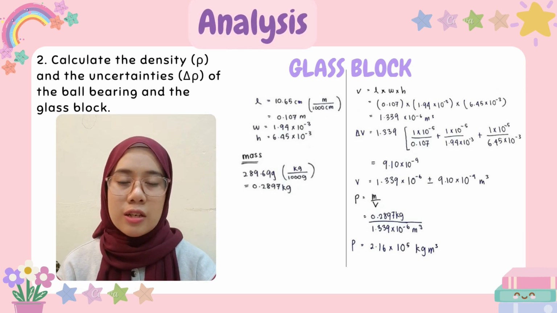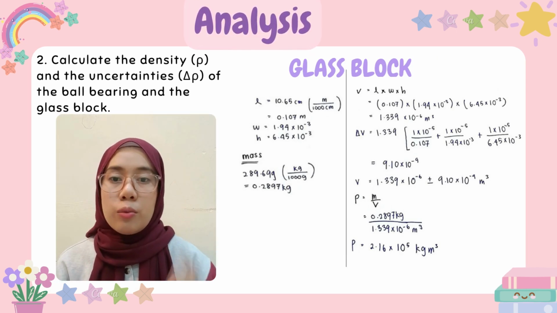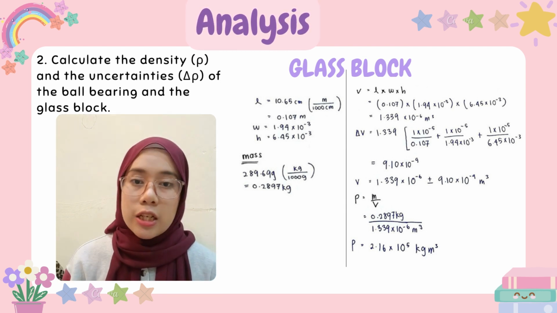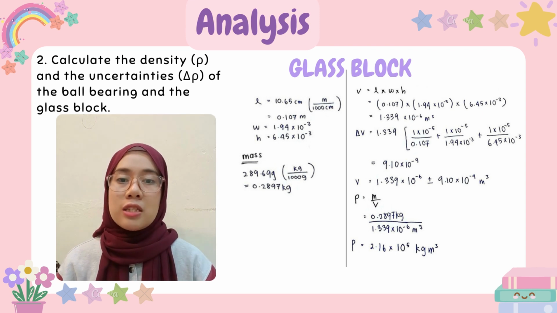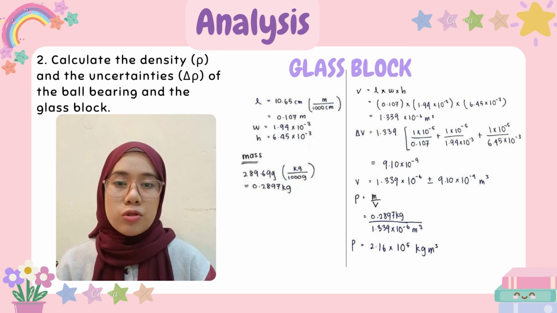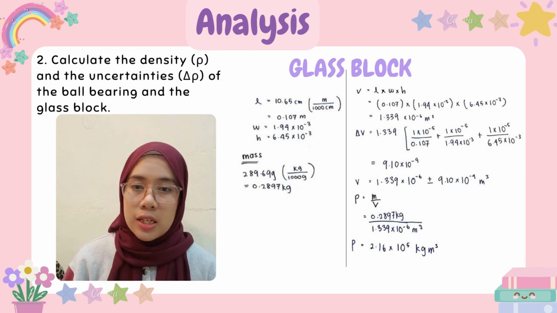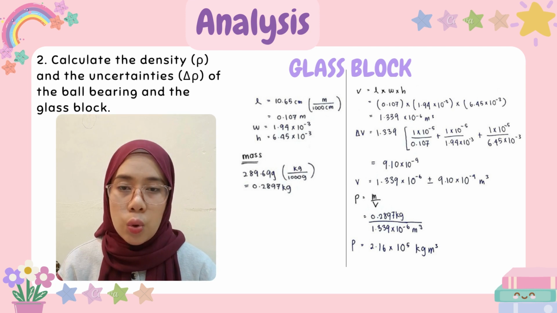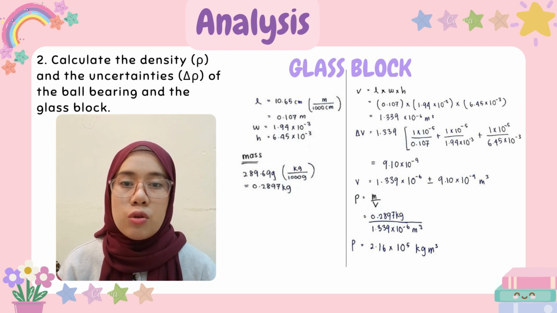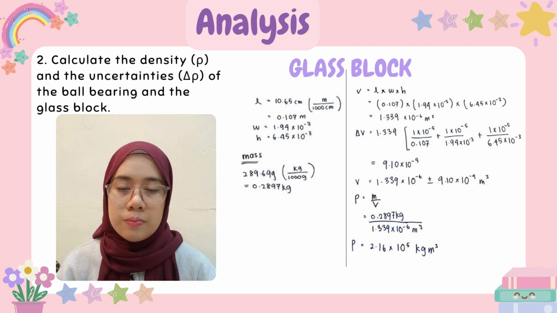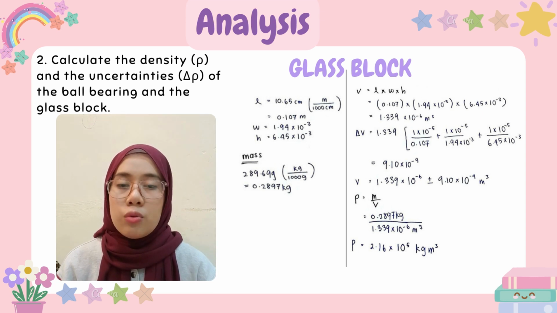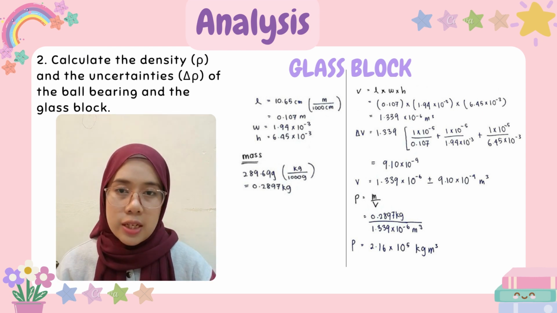Analysis of the glass block. First of all, list the data to make it easier to put into the formula that has been given. Length equals 10.65 cm, but we need to change it to meters by dividing 10.65 by 100, so we get length equal to 0.107 meter. And then both width and height are divided by 100 to make it meter, the SI unit.